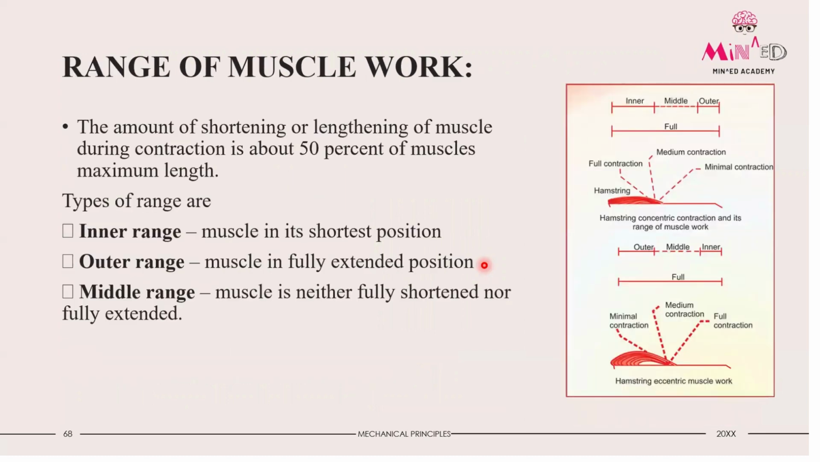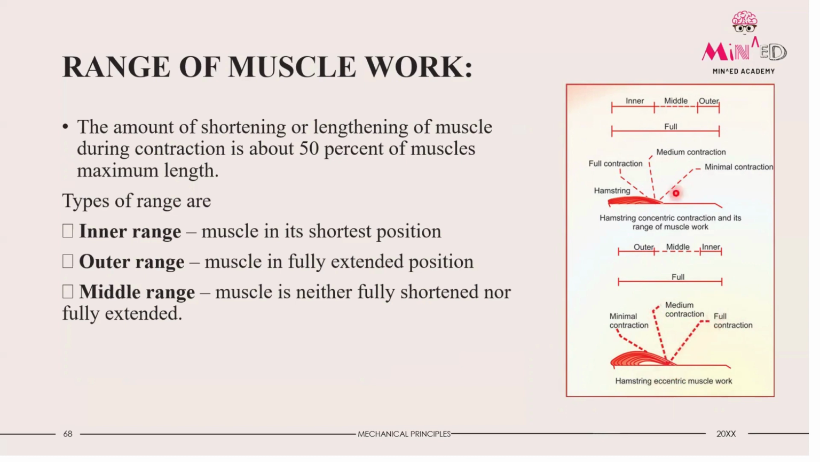Now, range of muscle work: there are three ranges, inner range, outer range, and middle range. In inner range, the muscle is in its shortest form. Then outer range is the fully extended portion, and middle range is neither fully shortened nor fully extended. Inner, middle, outer. This is the full range. It is mostly for the hamstring, concentric and eccentric. In eccentric, what you see here is minimal contraction, here is medium contraction, and when it is extended, it's like full contraction.